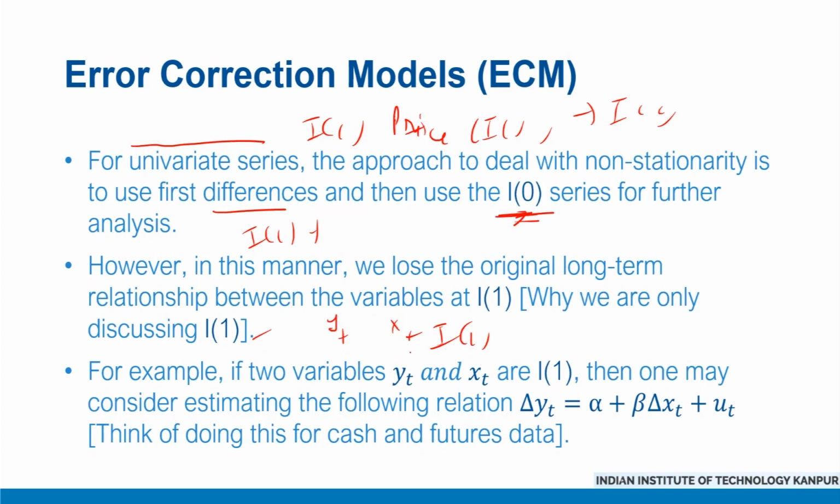Now, let's say there are two series YT and XT, they are I1 in nature, and you try to estimate a relationship which is changes in YT vis-a-vis changes in XT. For example, you may have cash or future data and you convert them into their first differences or return forms. The problem is that this is a short-term relationship. Why?